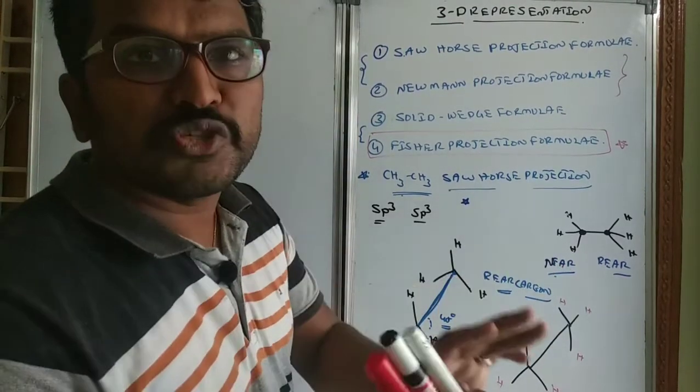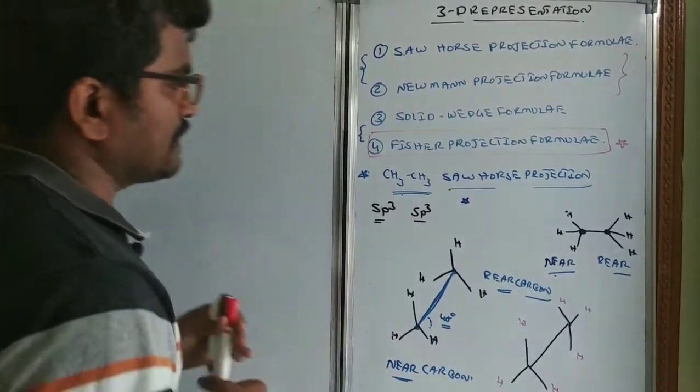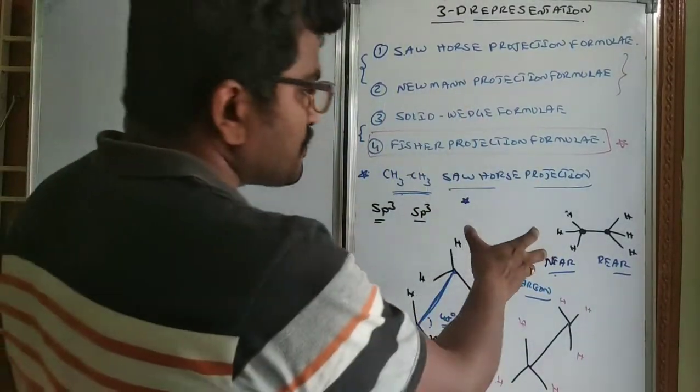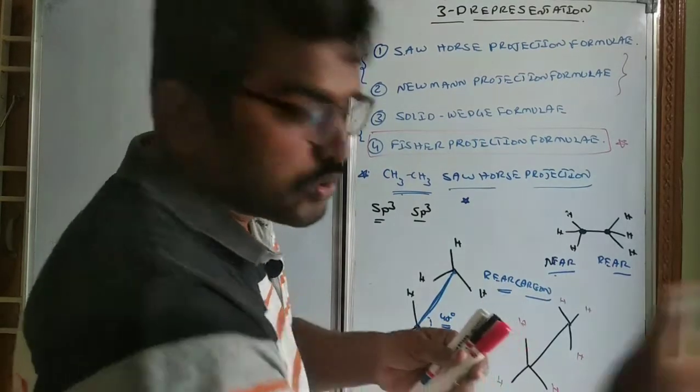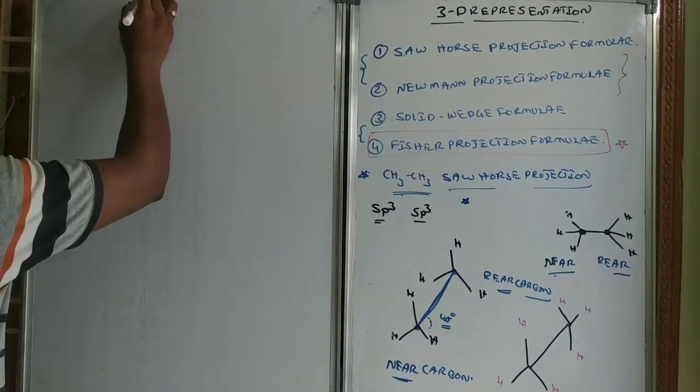After this I will explain for butane by taking examples with different carbon atoms. Let me explain with ethane. After that I will go to those things. Let us see Newman projection.